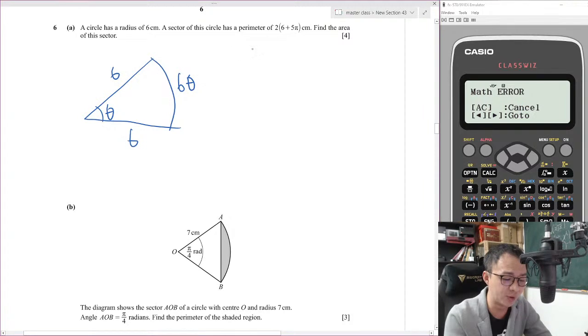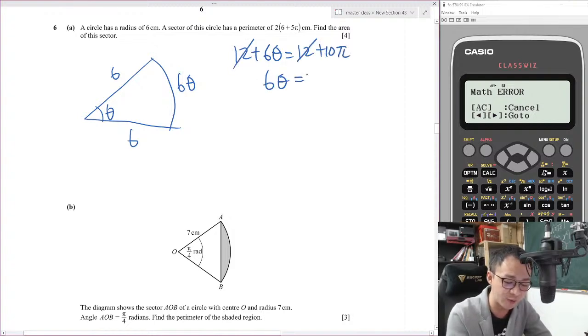So what we want to do here is 6 plus 6 plus 6 theta. So it will be 12 plus 6 theta. This is my perimeter, right? It will equal 12 plus 10 pi. 12 and 12 I cancel out, so 6 theta equals 10 pi. So theta will equal 5 over 3 pi.